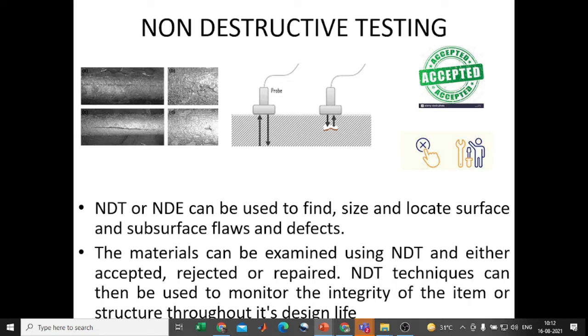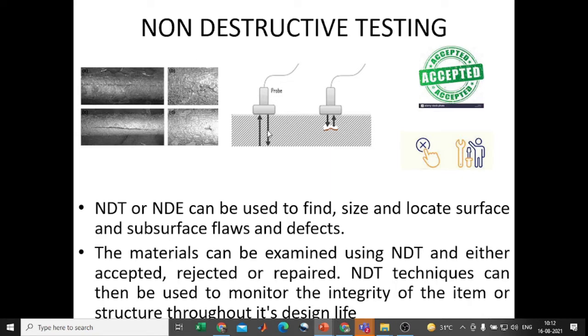After that, we can examine the subsurface flaws also. What is meant by subsurface flaws? Internal voids, blowholes, shrinkage. Likewise, we can examine the materials with non-destructive testing methods such as ultrasonic testing, radiography testing, and eddy current testing. Likewise, a lot of testing procedures are available. From these, we can examine the subsurface flaws also.